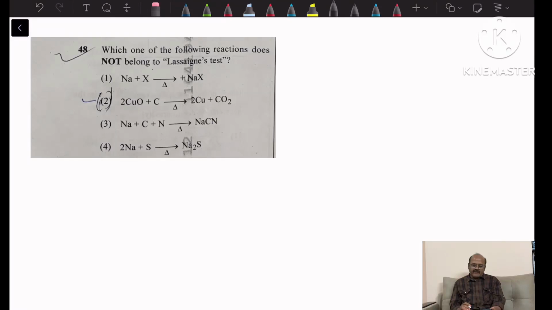Question number 48. Which one of the following reactions does not belong to Lassaigne's test? You know very well, this is one of the important tests. Lassaigne's test is one of the important tests for qualitative analysis of an organic compound containing nitrogen, sulfur, or halogen. These three elements can be detected very easily by means of Lassaigne's test.